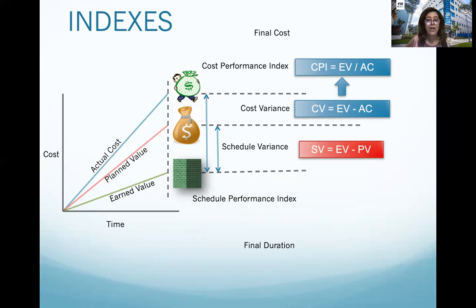The same way, you can say the schedule variance is just earned value minus something. So all the time the formula is earned value minus something for the variances. However, for the CPIs, for the performance indicators, it's earned value divided by something. Earned value is all the time on the top. Earned value is the most important person in this movie.